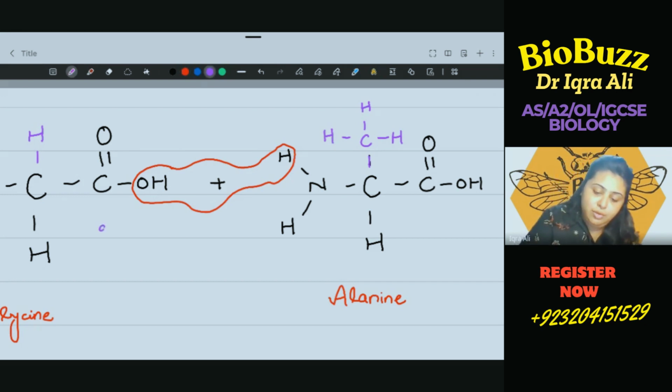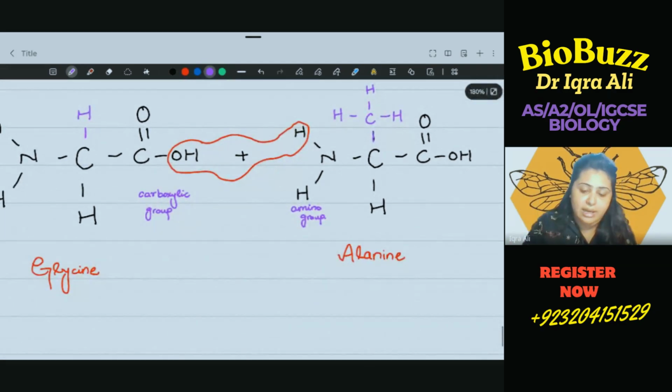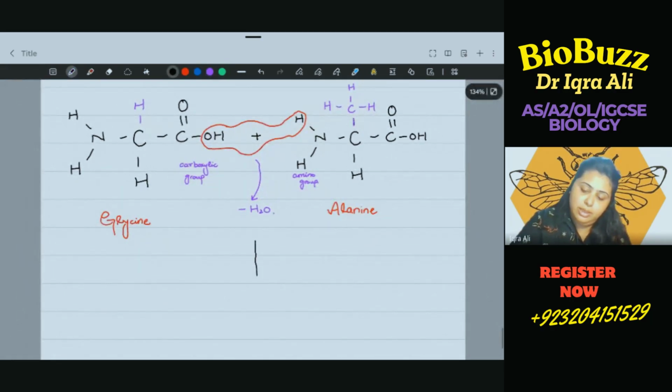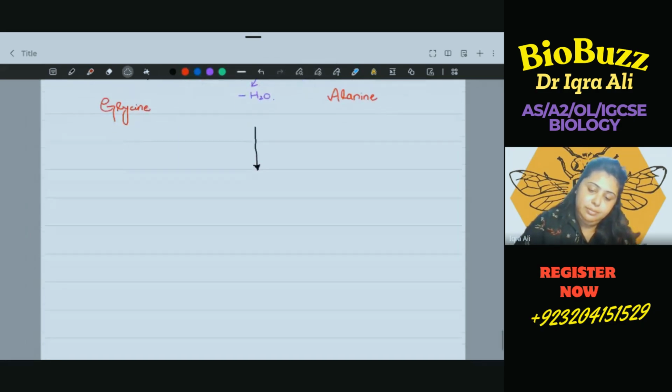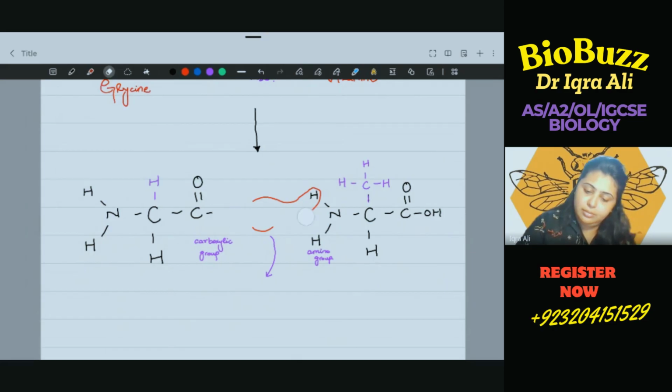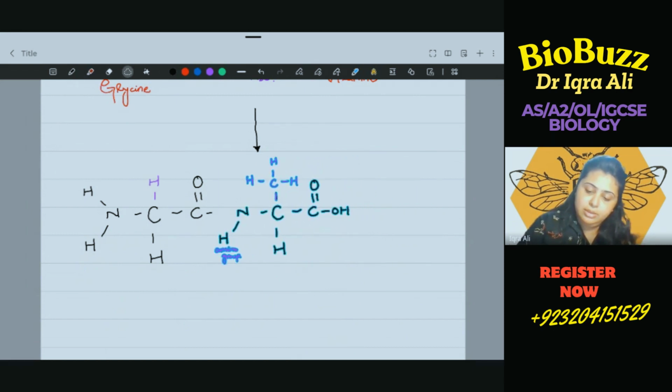So from where am I removing OH? From the carboxylic group. We are going to remove OH from the carboxylic group and H from the amino group. So when we remove this OH and H from each of the sides, minus water. So let's join them together. I have removed OH and I have removed the hydrogen from the amino group. I'm going to bring it a little closer, and from here we are going to remove.